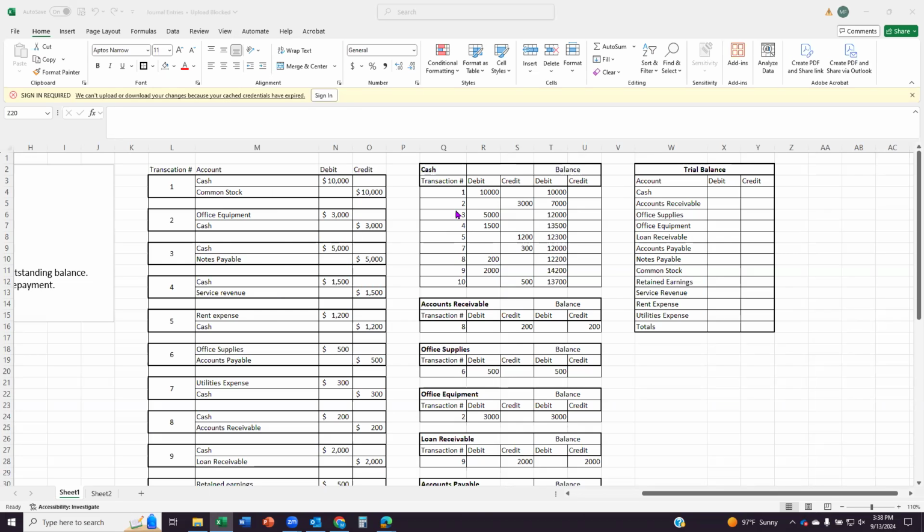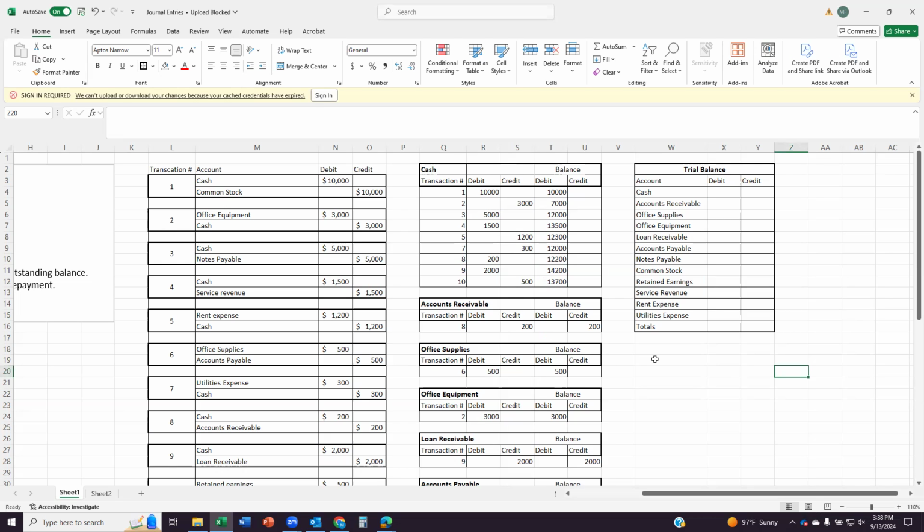And then our ledger is where we can post those journal entries so that we can get balances on each of the accounts. So now I just want to show you how to take these account balances from your ledger and create a trial balance.